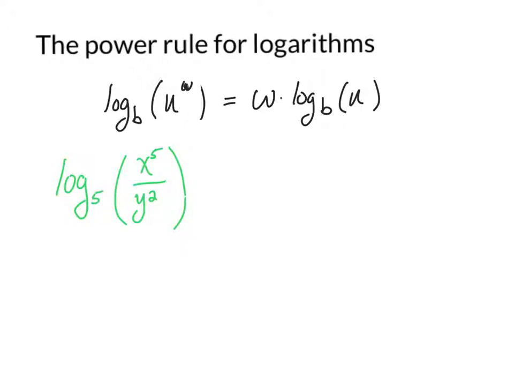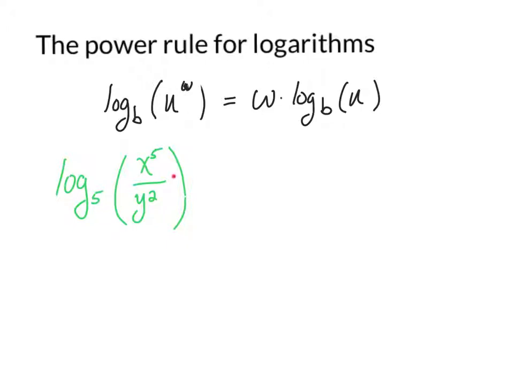Is there some term raised to an exponent like I have for the power rule, or is there something else going on? Now, if I look in here, I have x to the 5th, which looks like this, and I have y squared, which looks like this, but the entire input does not have this form. It does not look like U to the W for some U and some W. So I have to think about it separately. I have to do something before I can use my power rule.